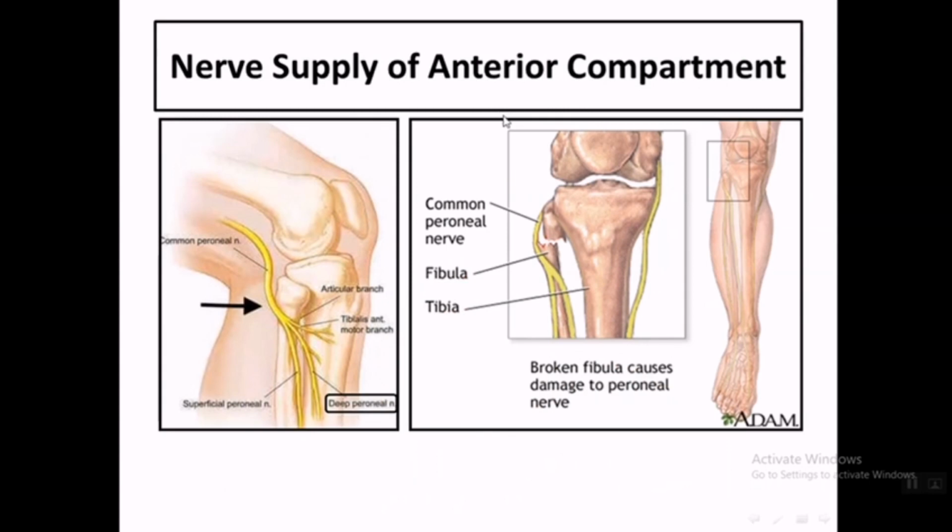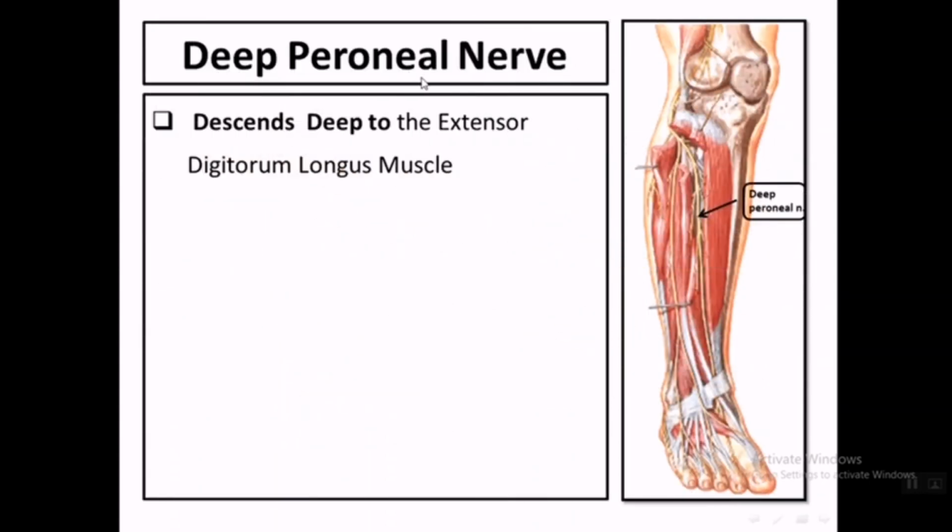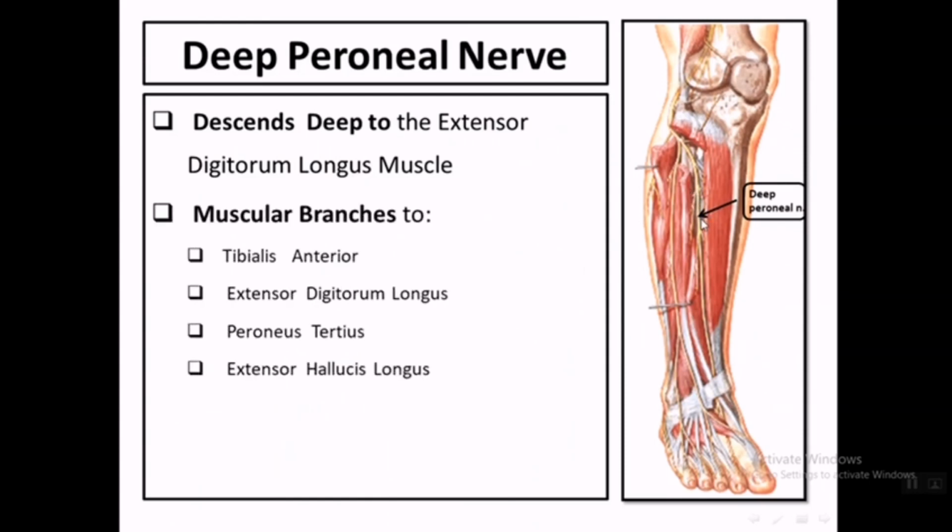What is the nerve supply of the anterior compartment? It is through the deep peroneal nerve. Deep peroneal nerve is a branch from the common peroneal nerve that passes near the neck of the fibula. Here we can see this is the deep peroneal nerve, descending deep to the extensor digitorum longus muscle, to give muscular branches to the anterior compartment: to the tibialis anterior, the extensor digitorum longus, peroneus tertius, and extensor hallucis longus, and it gives an articular branch to the ankle joint.